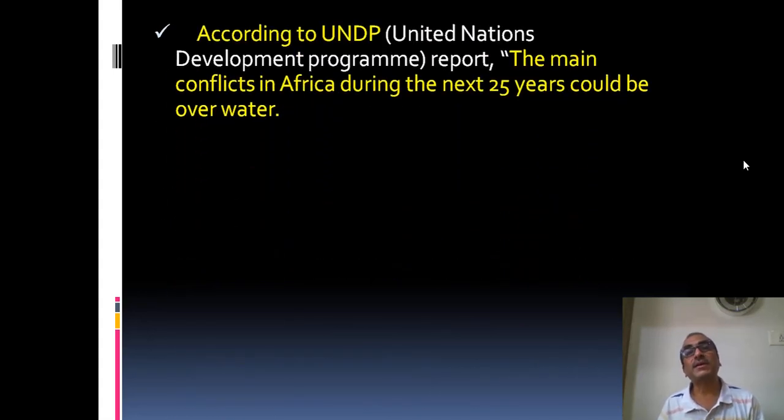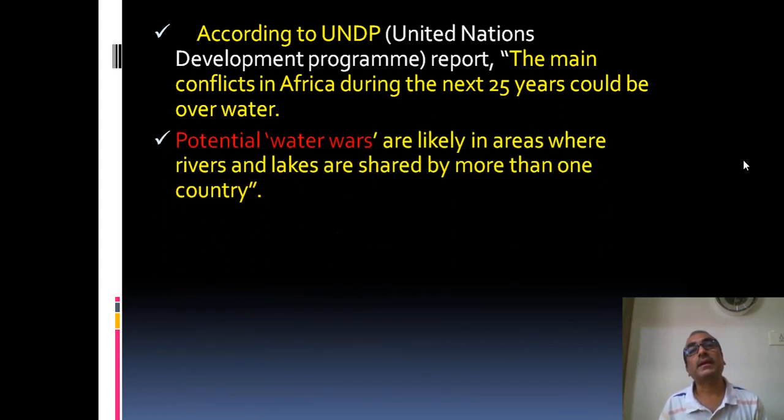According to the United Nations Development Programme report, the main conflict in Africa during the next 25 years could be over water. That is what the UNDP is expecting, because the water resources are slowly becoming scarcer and scarcer. Now, potential water wars are likely in areas where rivers and lakes are shared by more than one country. So that is quite obvious.